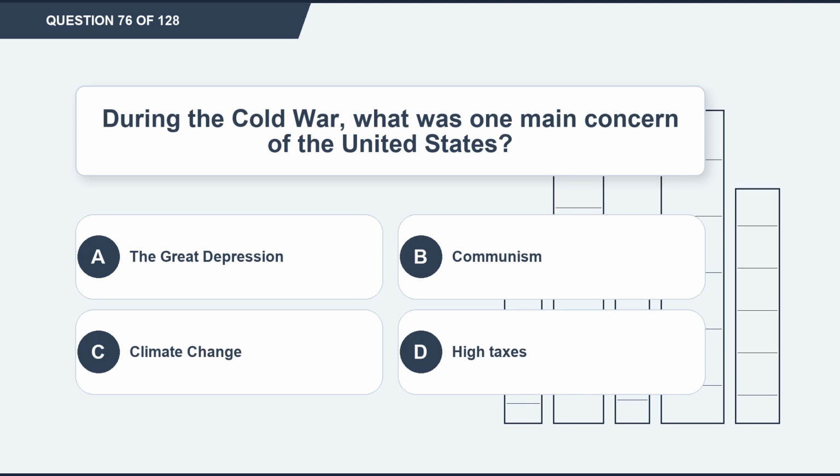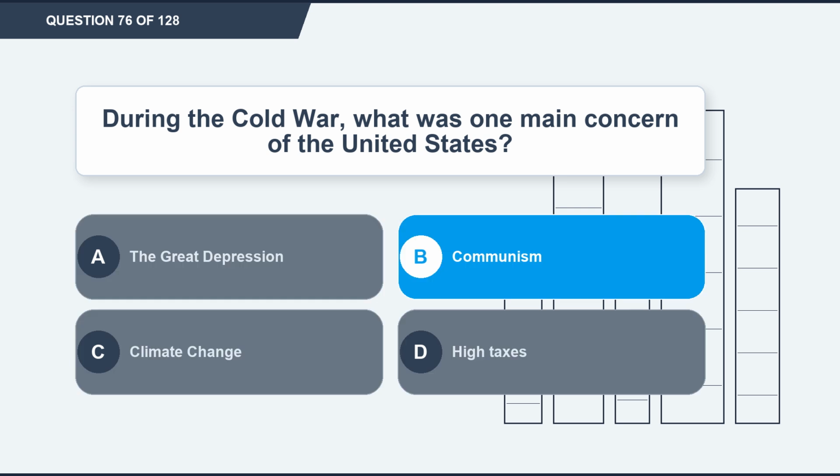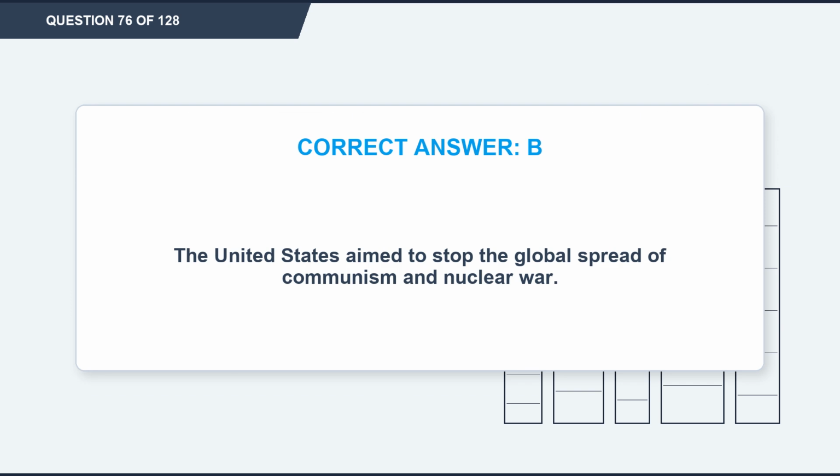Question 76. During the Cold War, what was one main concern of the United States? Option A, the Great Depression. Option B, communism. Option C, climate change. Option D, high taxes. The correct answer is option B, communism. Explanation. The United States aimed to stop the global spread of communism and nuclear war.